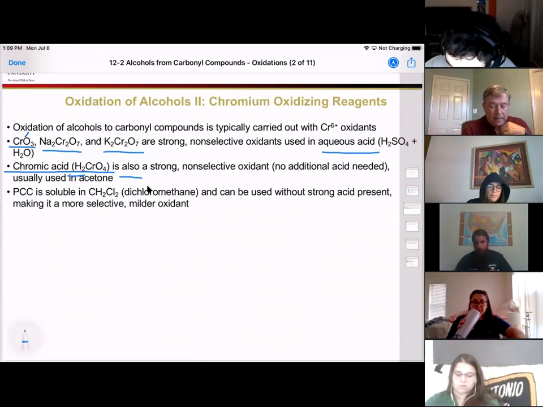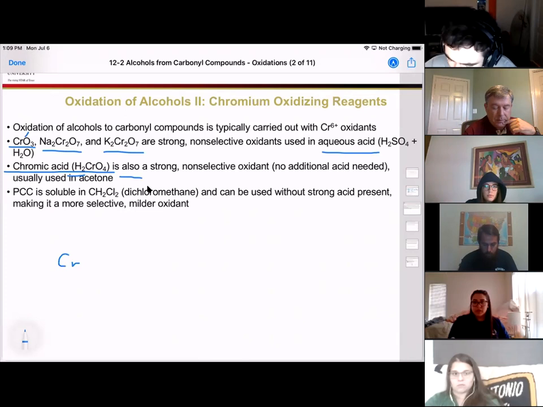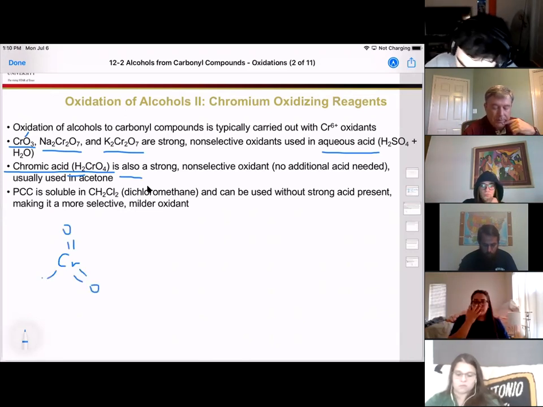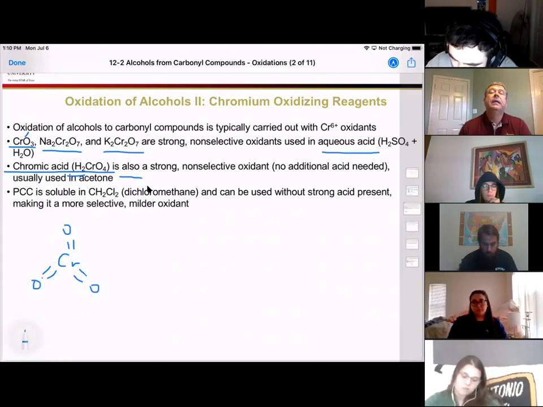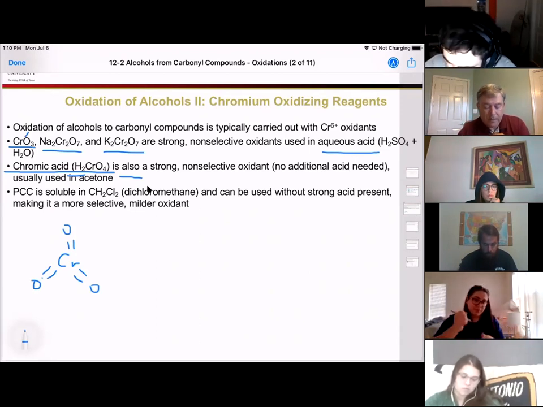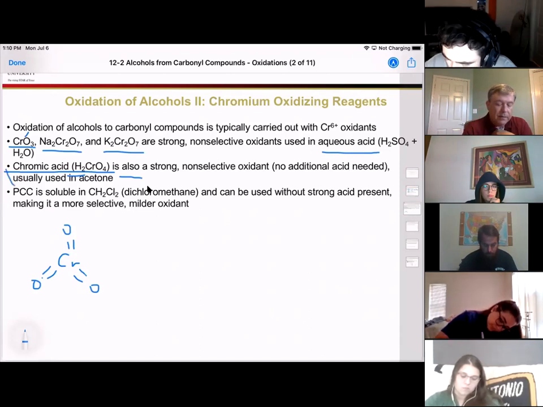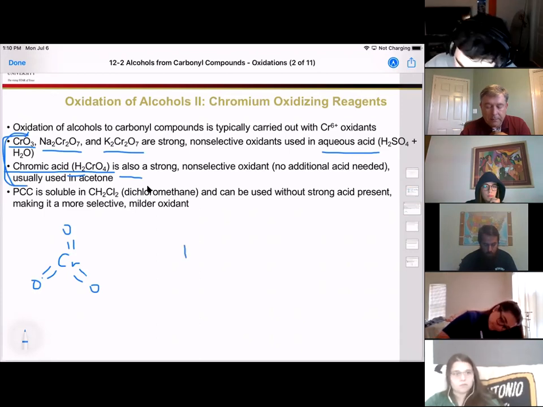So if we look at the chromic oxide-based ones, they all have this similar structure in place, where we have this chromium with 3 oxygens around it in its +6 oxidation state. It transfers those oxygens off, and it's very, very aggressive, okay? And so all of these have that as the active species. Then we have our next thing, pyridinium.